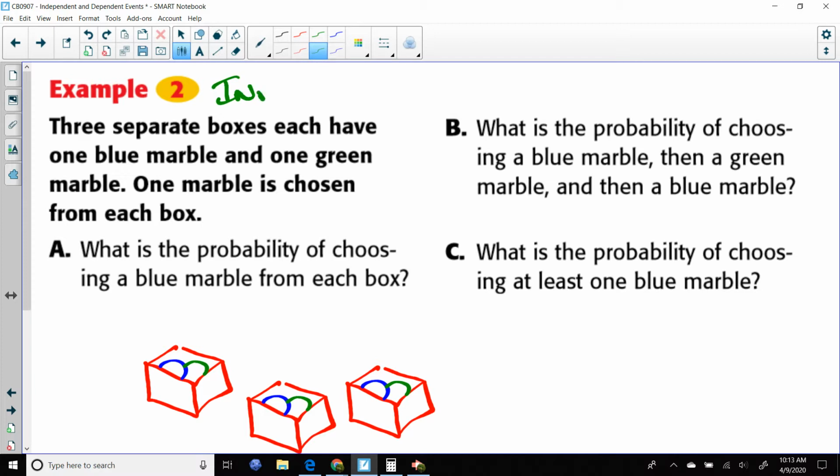All right, they don't rely on each other. If I pull a blue one out of this box, this box doesn't care. It doesn't even know. As a matter of fact, these are inanimate objects.